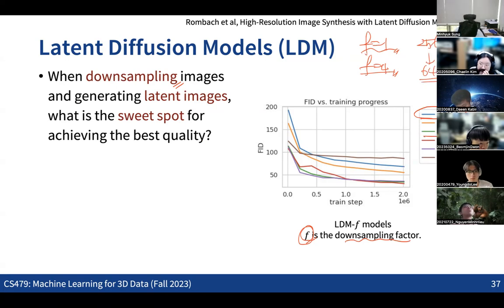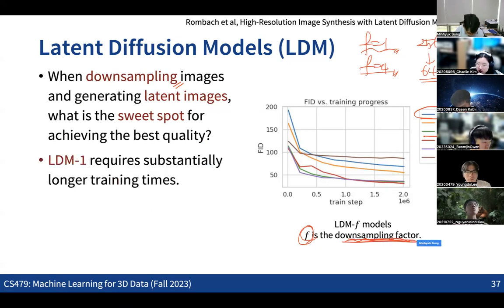As you can see, as the number F increases, we are compressing the data more, into a smaller dimensional space. And here the question is: what would be the sweet spot in choosing the downsampling factor?